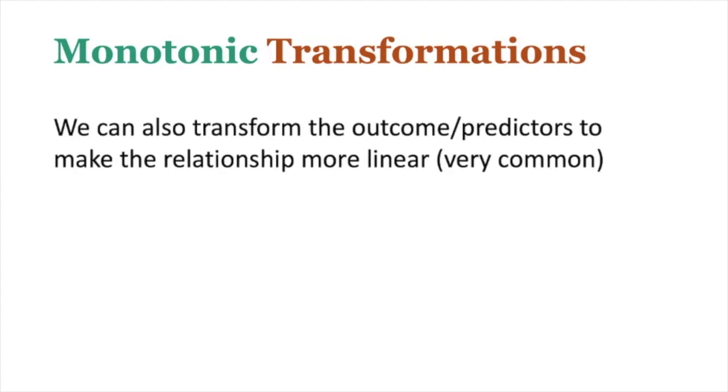There are sometimes, though, that the polynomial or the spline aren't going to be quite right for your situation. There's another approach that we can take, and it's using what are called monotonic transformations. These basically are just transforming the outcome or the predictors or both to make the relationship more linear. So we just change the variable with some transformation. This in turn makes it so the relationship may be more linear, and so we don't need to use a spline or a polynomial.